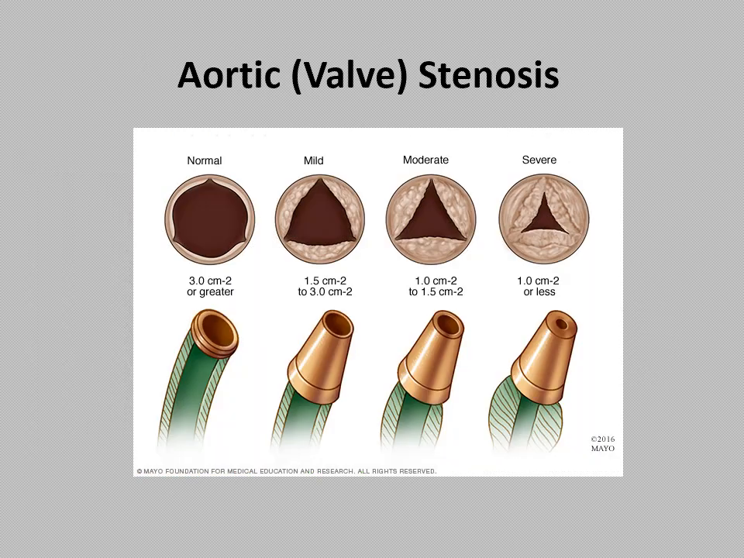Other than that, congenital heart disease can also be caused by the valve, especially aortic valve stenosis. Okay, this refers to a condition that causes an obstruction to the blood flow between the left ventricle and the aorta, caused by a thickened abnormal structure of the valve, which can cause reduced blood flow or reduced cardiac output, or blood pumped out from the heart.